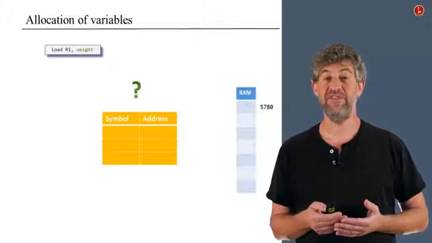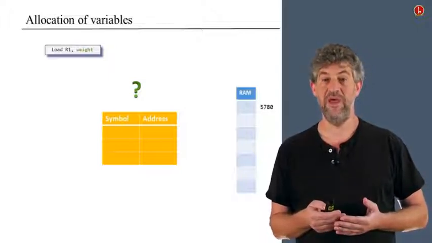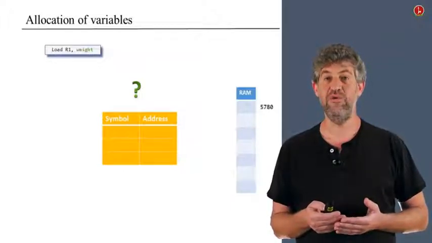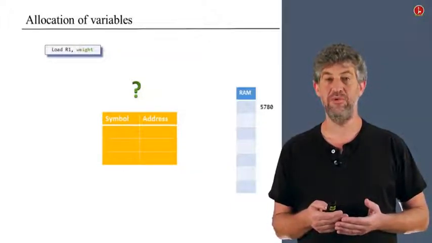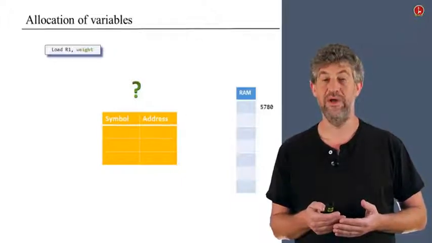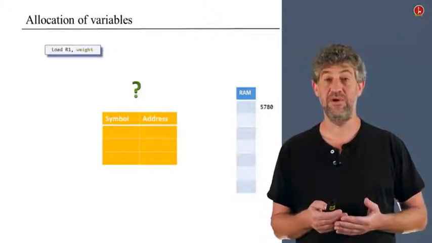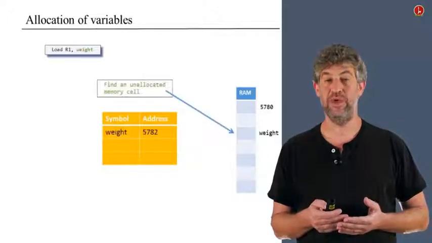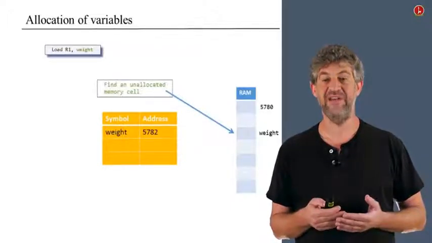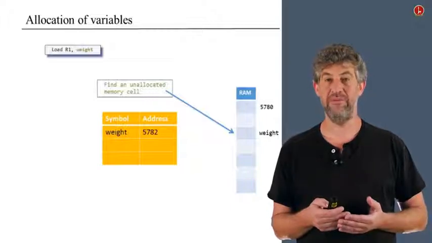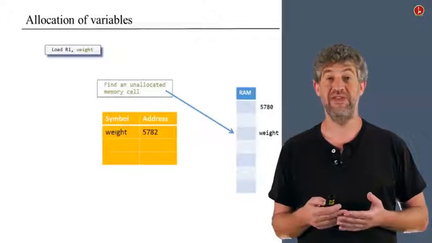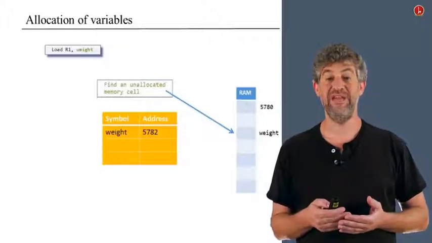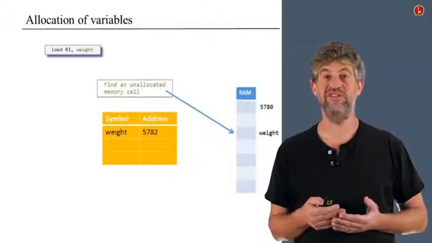But what happens the first time we see this variable weight? Well, we look at it, we look in the table, and we see that it's not there. So we know that we need to allocate a new memory location to hold this variable. And this is one of the things that our assembler will have to do. So it will actually find the next memory location that's available. And the exact definition of where it allocates memory addresses should be part of the assembly language specification. And it will basically allocate this new memory to this symbol.